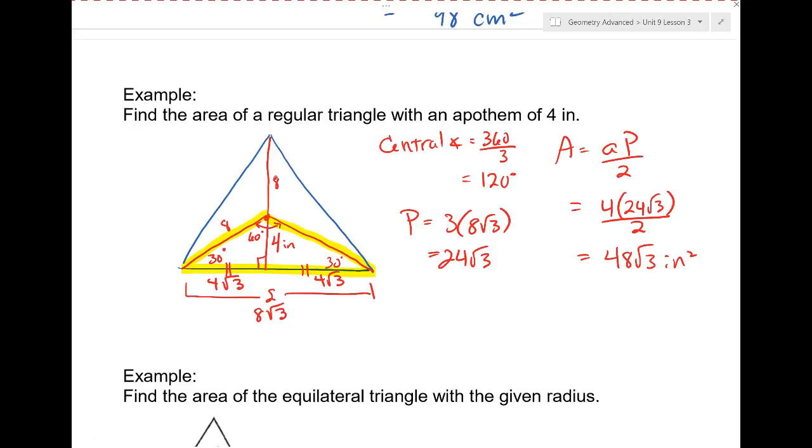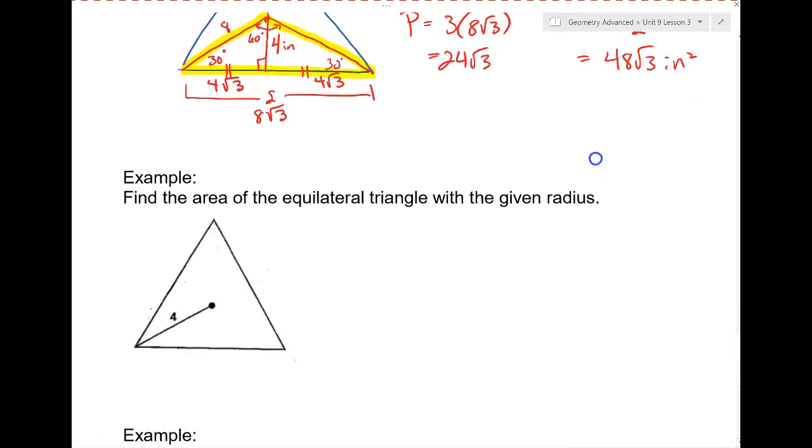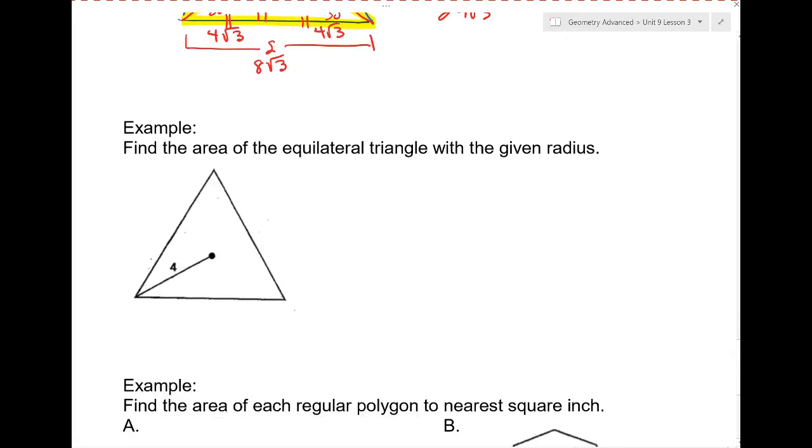So you have to remember, this is if they only give you apothem, that's why it's sometimes easier to just use apothem times perimeter over 2. But notice, I could redo this. Can I use side squared root 3 over 4 for this? My side squared just ends up being 8 what? Root 3. I mean, you have options. So the nice thing about equilateral triangle, you just start marking things up.